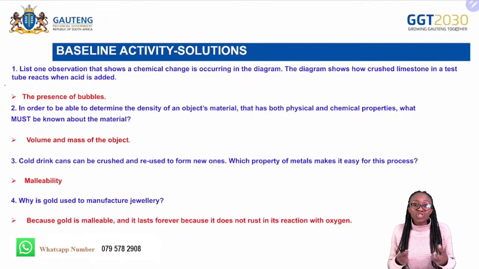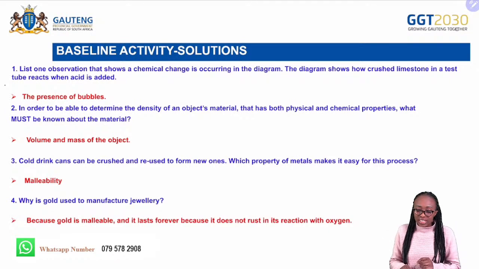It can be hammered into shape. That's why they make gold earrings, gold rings, gold studs, gold necklaces, lots of gold items that are jewelry, because it is malleable. And the other nice property about gold is that gold does not rust. Gold does not rust. It has a very low reactivity. Okay, so that was our baseline activity.